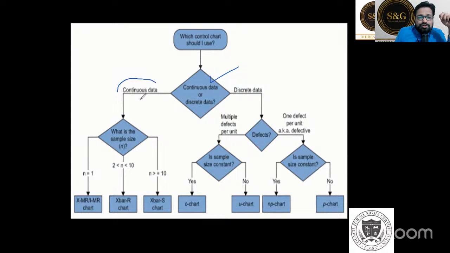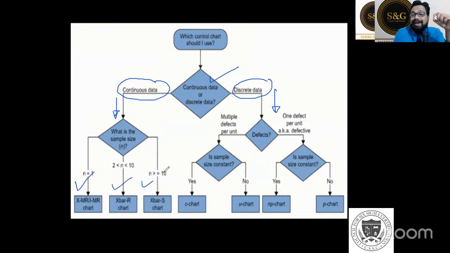If it is continuous data, then you have to follow this path. If it is discrete data, you have to follow this path. On Saturday, we covered the I chart, X bar R chart, and X bar S chart. That recording which I showed you in the masterclass archive, you can find this entire portion over here. The left side portion, you can find in Saturday's live session. Now today we are covering discrete data.